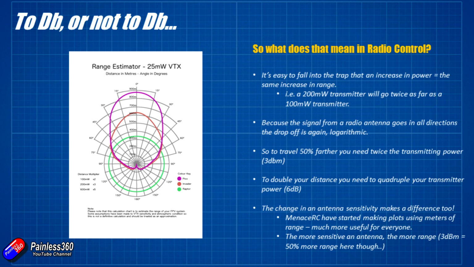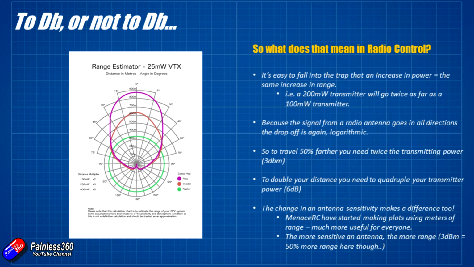I take this as a guide, but you can see that the 3 dB difference between the Invader patch and the Pico patch doesn't result in twice the range. It means that rather than going out to about 620 meters, you can get out to about 880 meters, which makes a big difference. And again, on the bottom left-hand corner, there are some nice distance multipliers. So if you were using a 100 milliwatt transmitter, what that would do, a 200 milliwatt and a 600 milliwatt. But again, you can see that by doubling the power of the video transmitter, it isn't doubling the range.